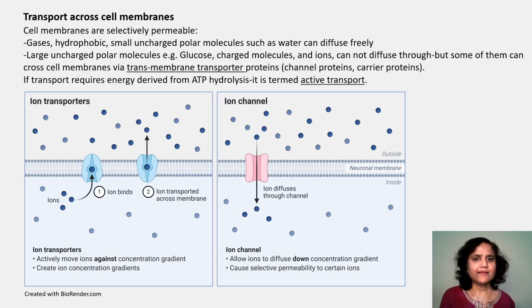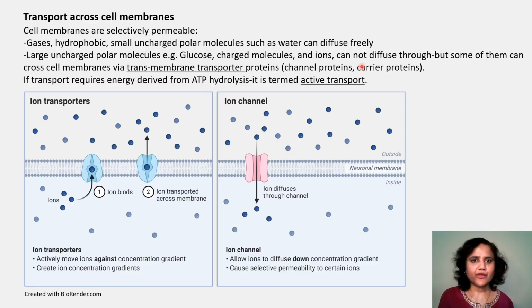Cell membranes are selectively permeable. So gases, then hydrophobic molecules and small uncharged polar molecules such as water can diffuse freely across the membranes. However, large uncharged polar molecules, for example glucose, or charged molecules and ions cannot diffuse through. But some of them can still cross the cell membranes via transmembrane transporter proteins.